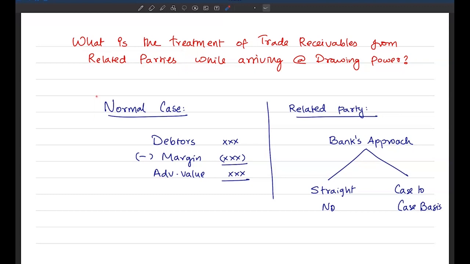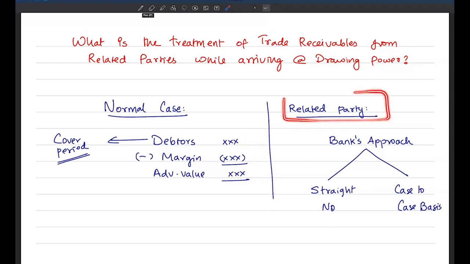Let's see. In the normal case, while computing the drawing power, what will the bank do? They'll take the debtors, from that they will deduct the margin, okay? Then they will arrive at the advance value. And while considering the debtors, they will consider only those debtors that are within the cover period. Cover period is basically the credit period which is extended by that borrower to their customer, and that is what is considered in the loan assessment. Okay, so if they are giving on an average credit period of 45 days, only that 45 to 60 days of debtors will be considered for arriving at the drawing power. Okay, that is the background. Now listen, in the normal case, debtors less margin gives advance value. This is how it will be done.